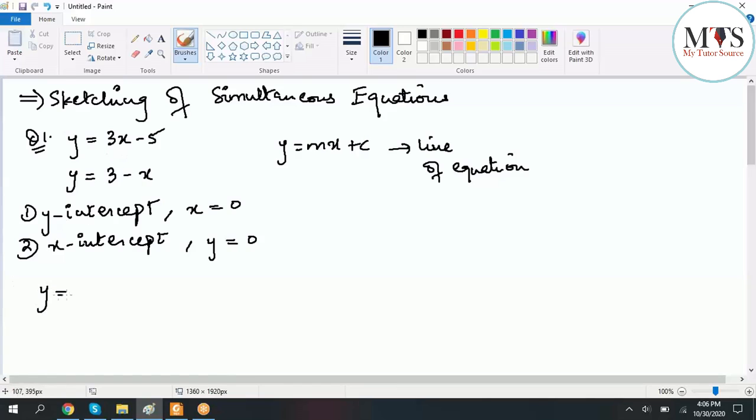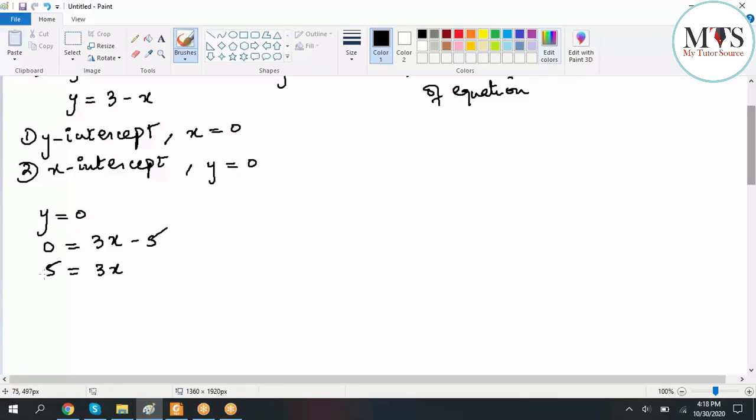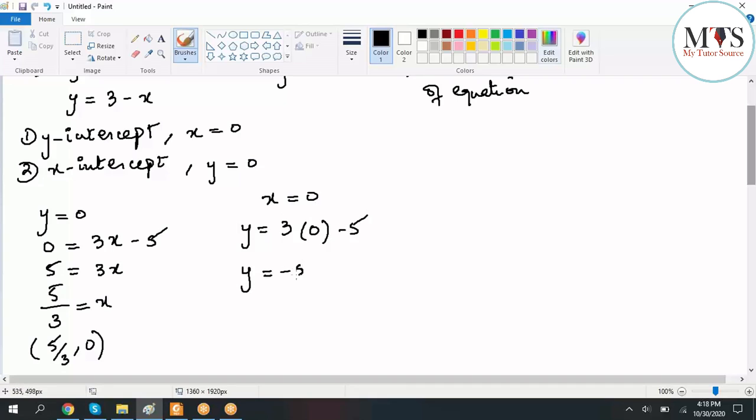If we say y equals 0, then 0 equals 3x minus 5. So 5 equals 3x, and 5 by 3 equals x. This coordinate is 5 by 3 and 0. Then we find the y-intercept with x equals 0. So y equals 3 times 0 minus 5, y equals negative 5. So we have two coordinates for the first equation.